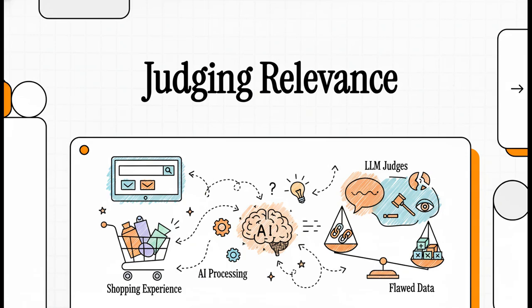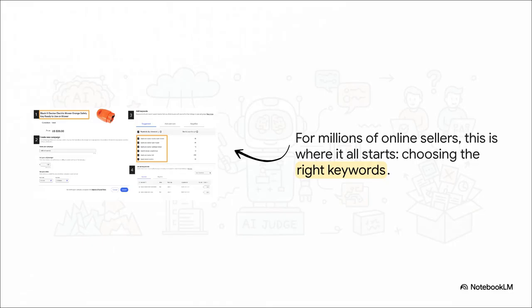You know, every single time you shop online, there's this invisible AI working behind the scenes, making millions of decisions about what you see. But have you ever stopped to think, how does it actually judge what's relevant? Well, we're about to dive deep into the surprisingly complex world of the AI that has to make that exact call.